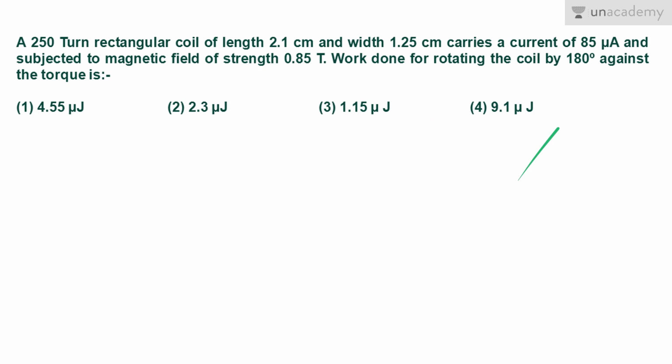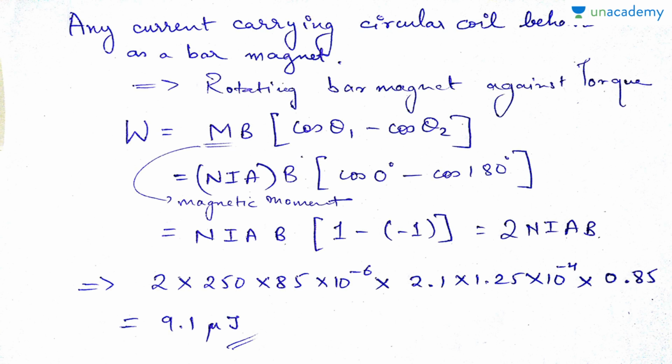Now there is a hint in this question. This is the rectangular coil. Any rectangular coil, tell me, in the presence of a magnetic field, how does it behave? Any current carrying coil in a magnetic field will behave as a bar magnet. So whatever be the work done to rotate a bar magnet against any given torque, that will be the same as the work done by the current carrying coil.